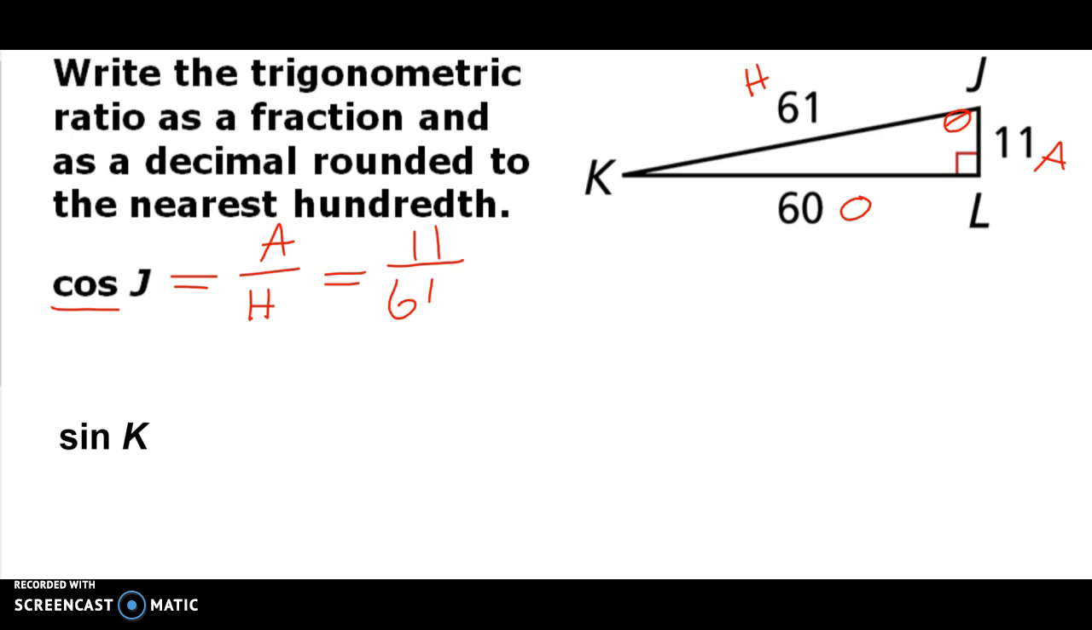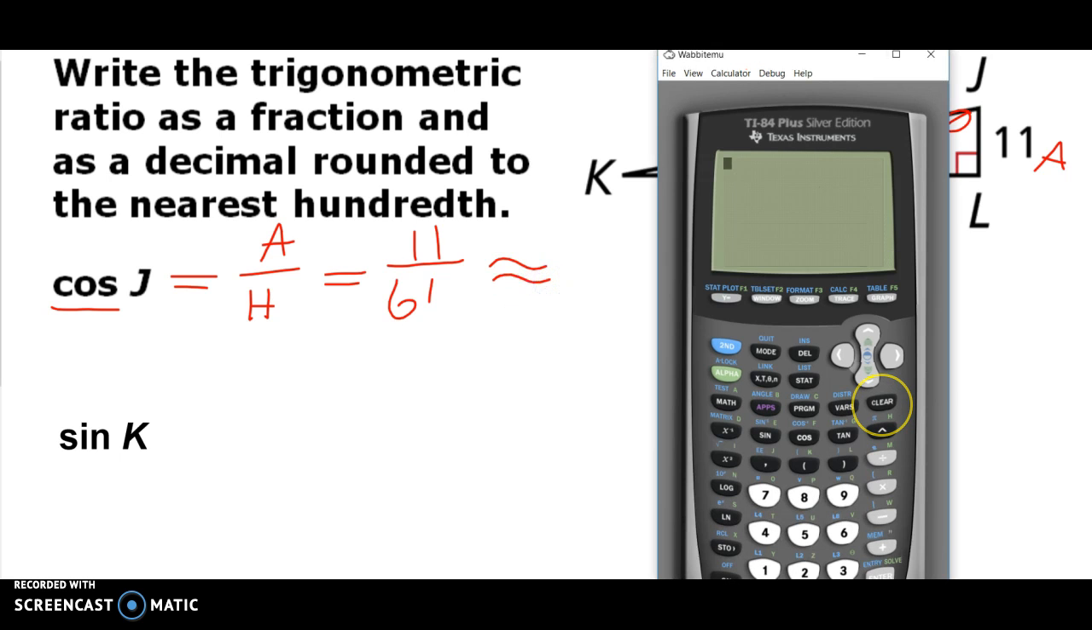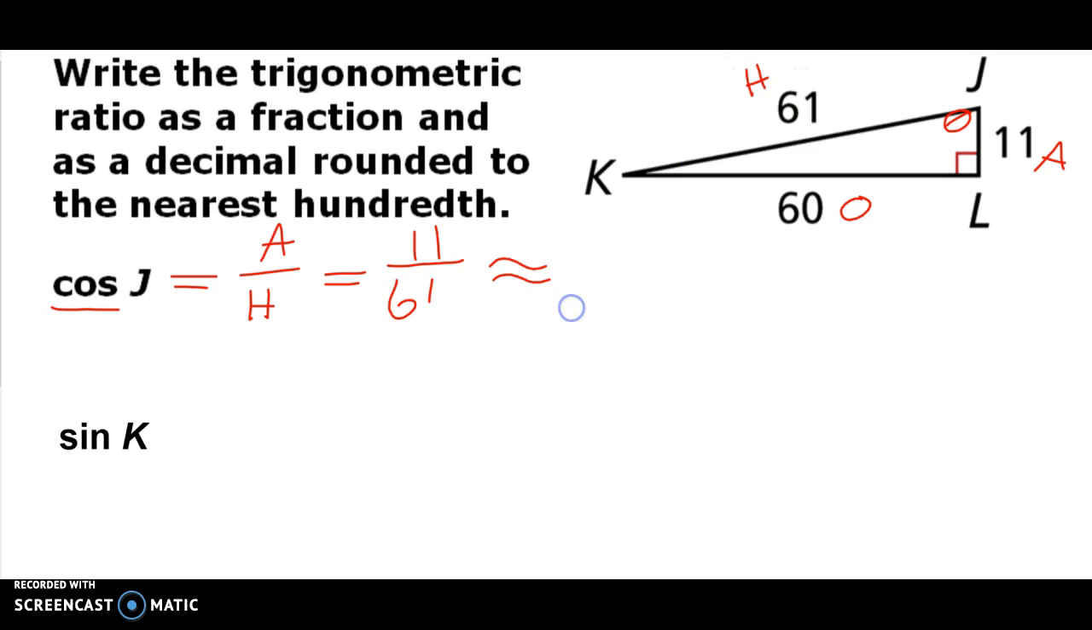Now, does 11 over 61 reduce at all? No, it doesn't. So just make a little squiggly equal, and let's give a decimal approximation, just like we did with our square roots. So 11 divided by 61 is about 0.18. Now, sometimes they'll ask you for the fraction answer, so you would say 11 over 61. Sometimes they ask you for the rounded decimal, so you say 0.18. Just depends what the question asks for.